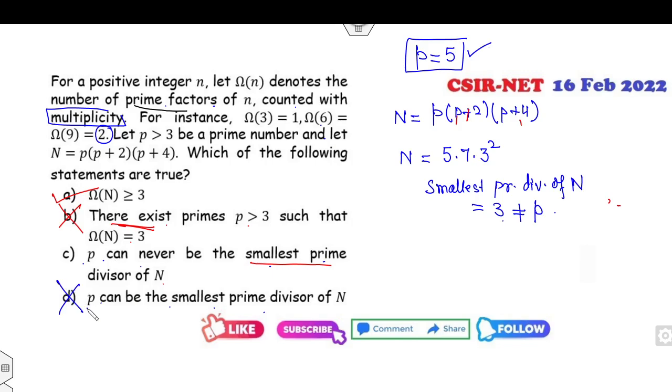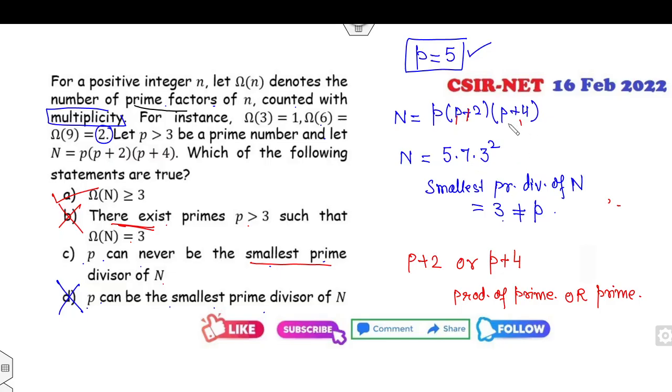Fine. Now how can you prove that P can never be the smallest prime divisor? Very simple. If P is prime, then either P plus 2 or P plus 4 is an even number. Is it possible? No, because if P is 5, then none of them is even. But if P plus 2 or P plus 4 is a product of primes or a single prime, clear? So if I choose any P, it can never be the smallest prime.